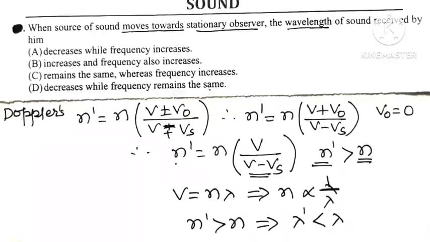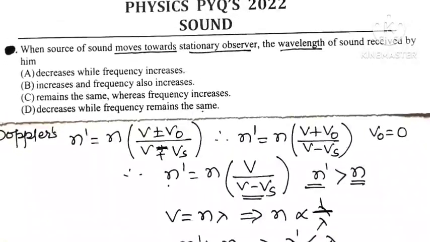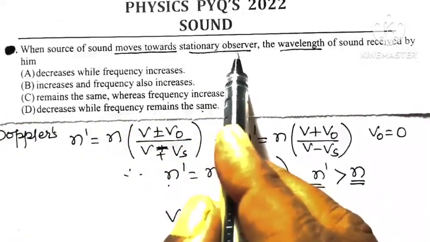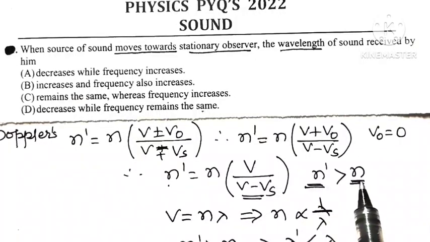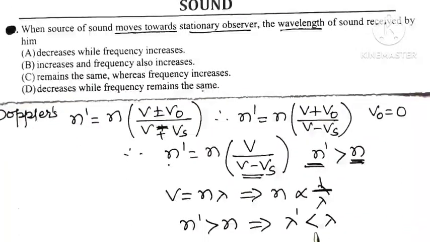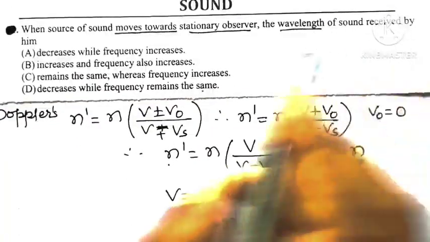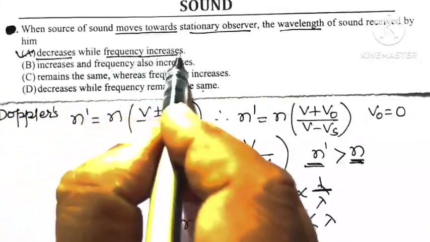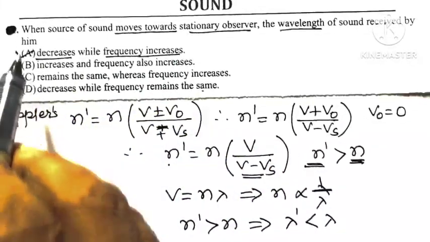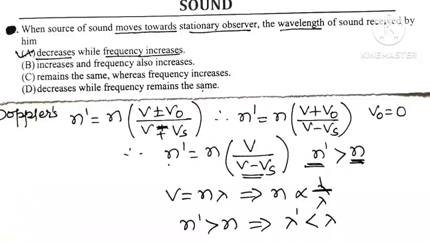So whenever observer is stationary, then the frequency of sound heard will be greater, while the wavelength received will be what? Less. So the wavelength of sound received by him decreases while the frequency increases. So out of 4 options, option A is the correct option for this question.